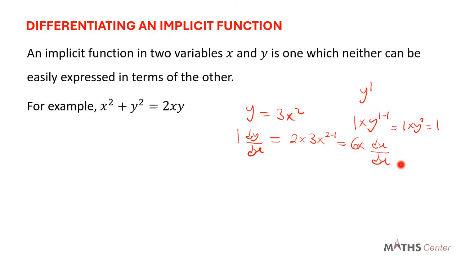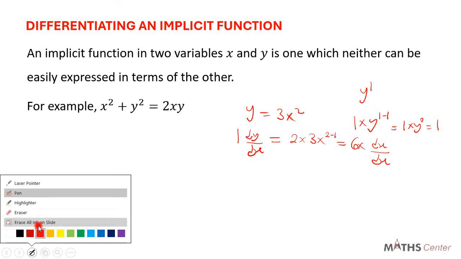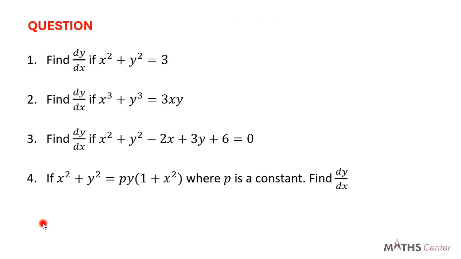Okay. But when you differentiate a term containing y with respect to x, you have to indicate that you are differentiating a term containing y with respect to x. So we always multiply it by dy dx. Okay. Now that we have this out of the way, we can take some examples on differentiating implicit functions. So let's do that. We have 4 examples here. We will take it one after the other. Let's begin with the first one.